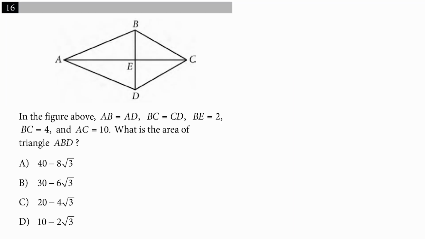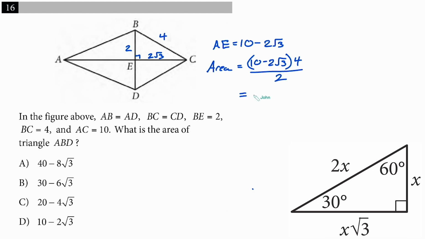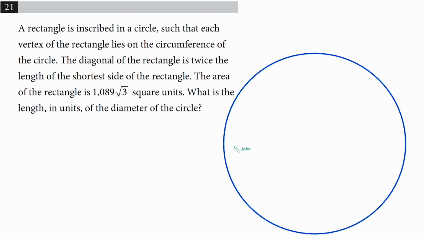In the figure above, AB is equal to AD, BC is equal to CD, BD is 2, BC is 4, and AC is 10. What is the area of triangle ABD? We have a right triangle in which the hypotenuse is twice the short leg, so that makes it a 30, 60, 90 triangle. And so segment EC must be 2√3, and that makes line segment AE 10 minus 2√3. So the area of triangle ABD must be 10 minus 2√3 times 4, the length of BD, divided by 2, and that is C.